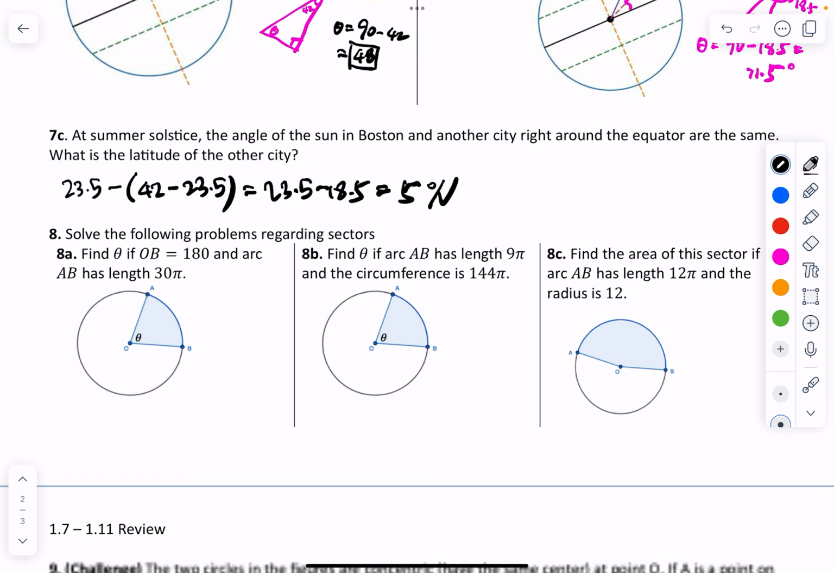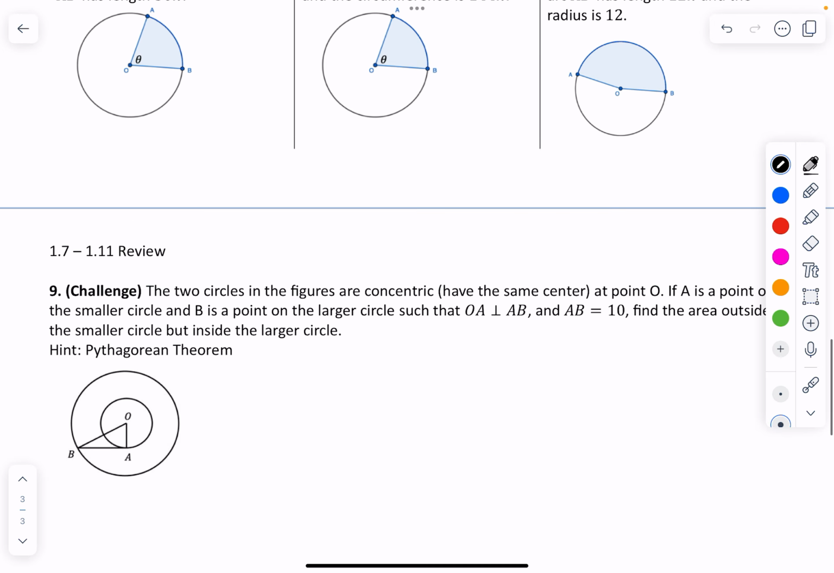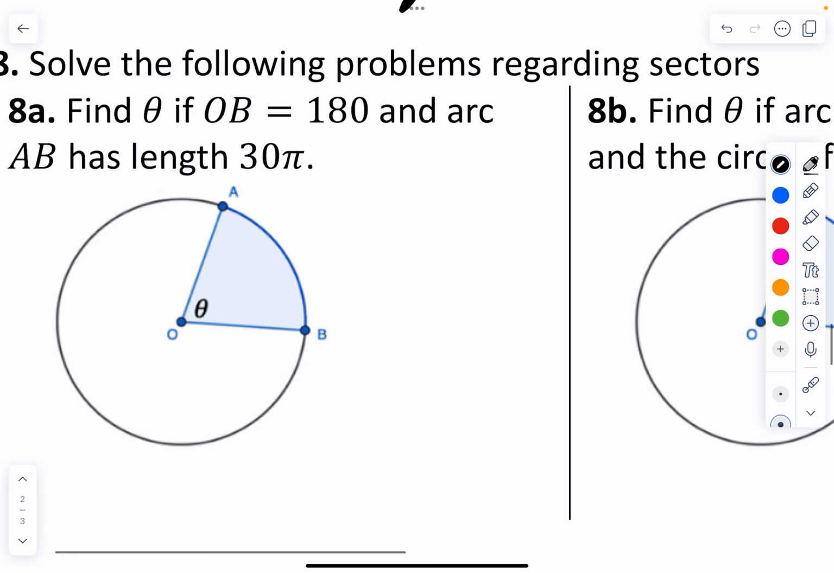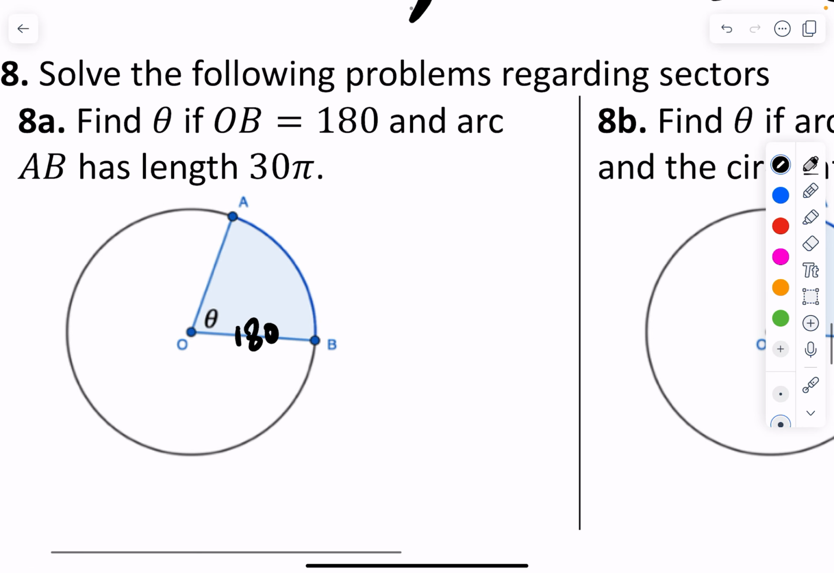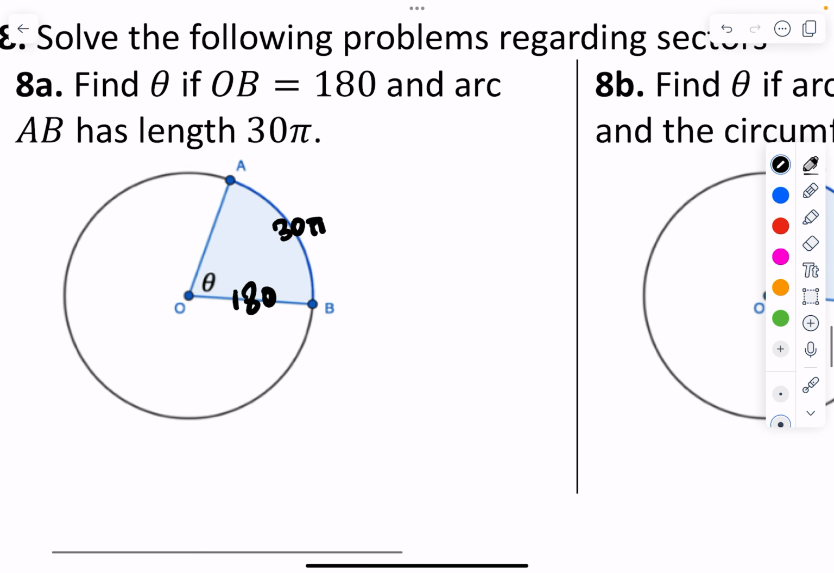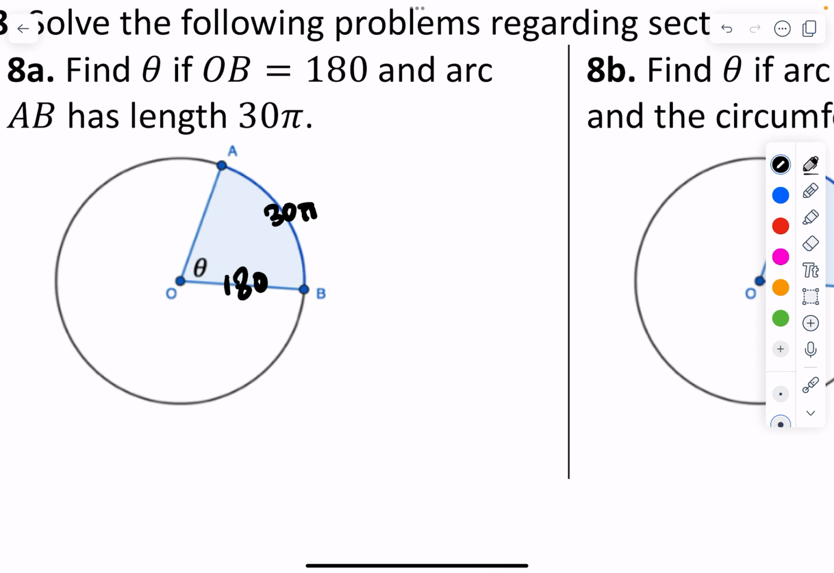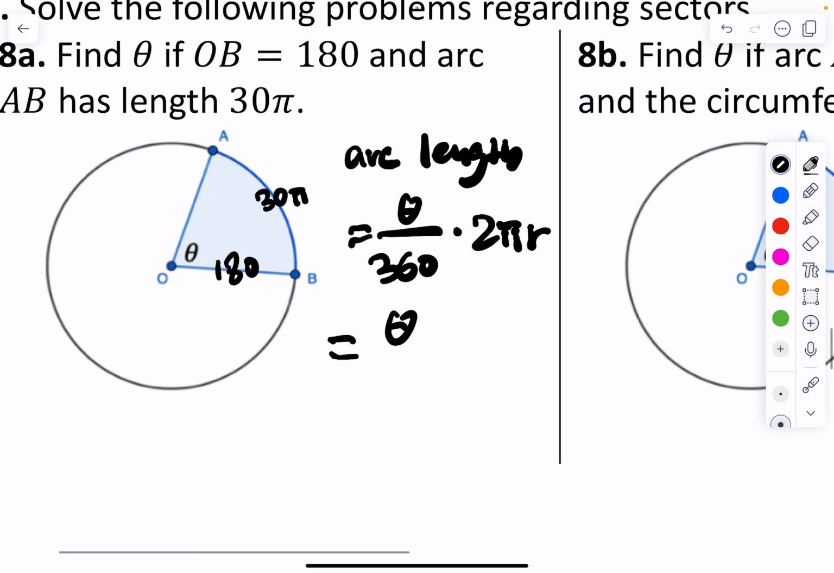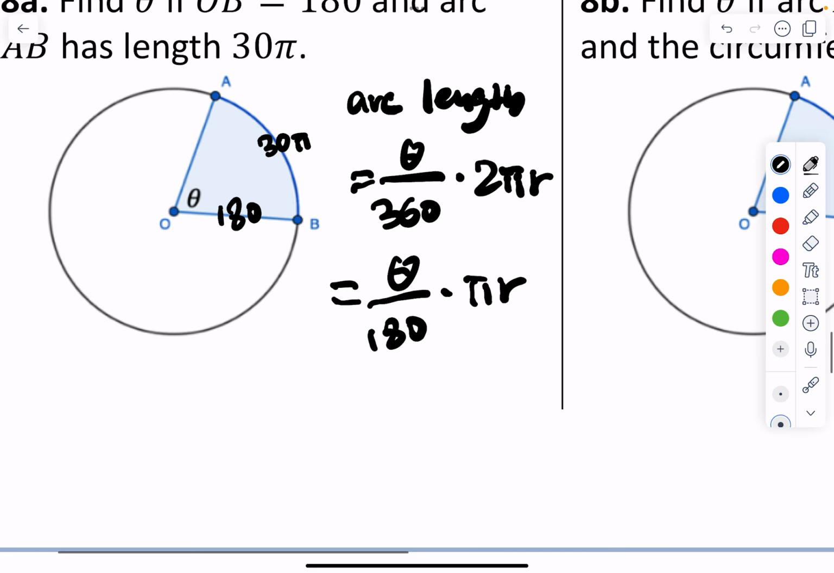Now we have a few questions on sectors, and then we'll end this video with the challenge problem. So we want to find theta if OB is equal to 180 and this arc length is 30 pi. Let's look at the formula for arc length. The arc length is equal to the angle over 360 multiplied by 2 pi r. So this is actually the same as theta over 180 times pi r.